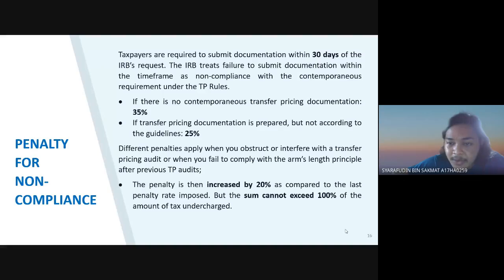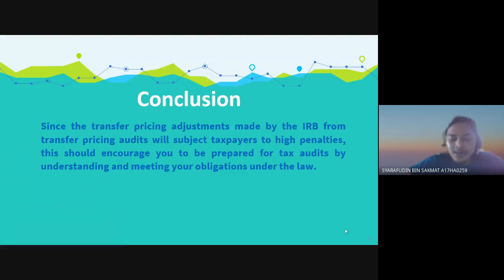However, different penalties apply when they obstruct or interfere with the transfer pricing audit, or when you fail to comply with the arm's length principle after previous transfer pricing audits done by the IRB. The penalty is then increased by 20% compared to the last penalty imposed, but the sum cannot exceed 100% of the amount of tax undercharged. That is the penalty. So we can conclude that if you follow the guidelines, you will get a lower penalty. However, if you fail to have full or the required documentation, you get a higher penalty. That's all. Questions?